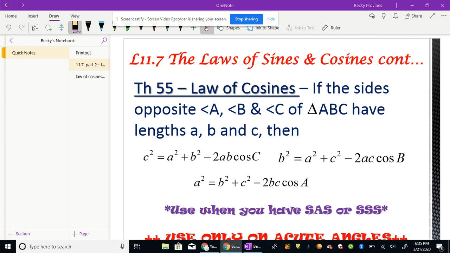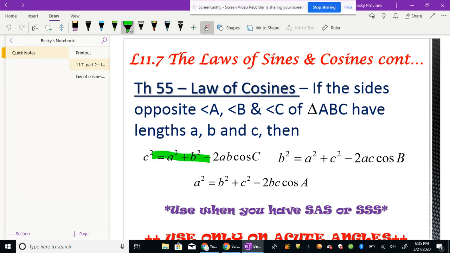On your theorem sheet, they're going to give you just this one equation, but really all three work. It just depends on whether you're finding side C, side B, or side A, and which formula you want to use.